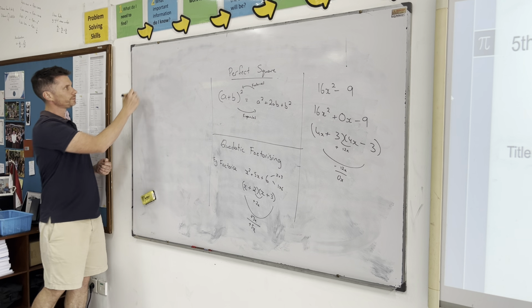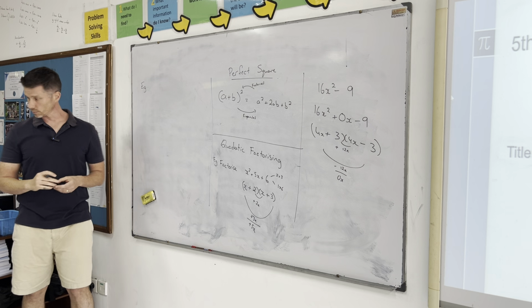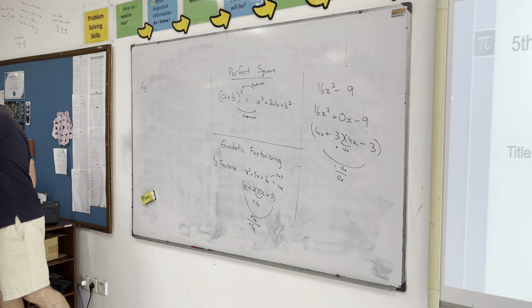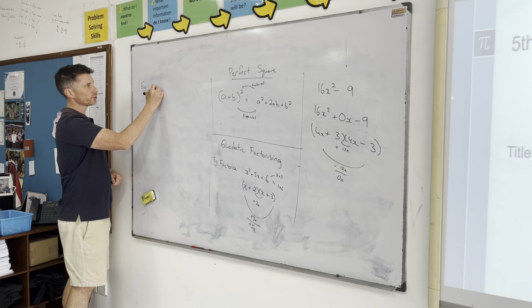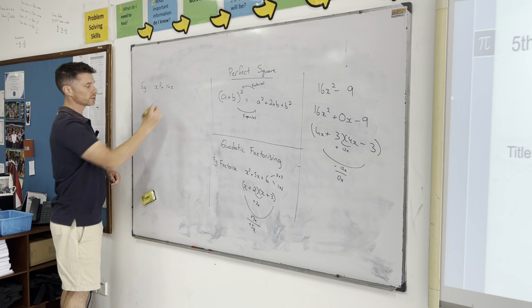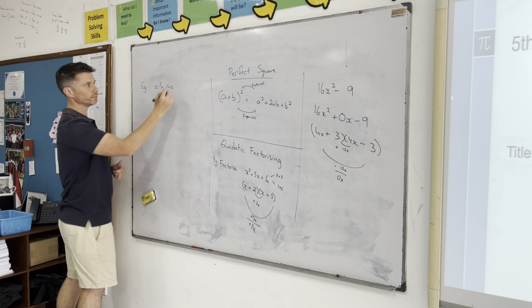Let's do another one. What have I written down here? A more difficult one. Let's try this one. 14x. Is that minus or plus 34? Okay.